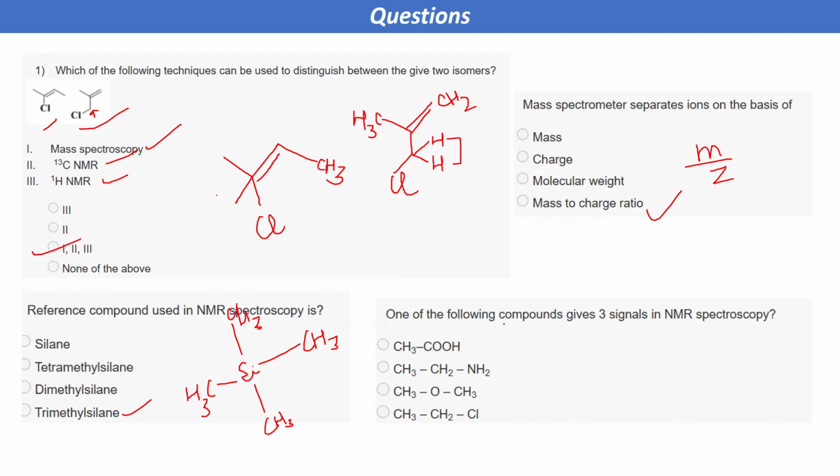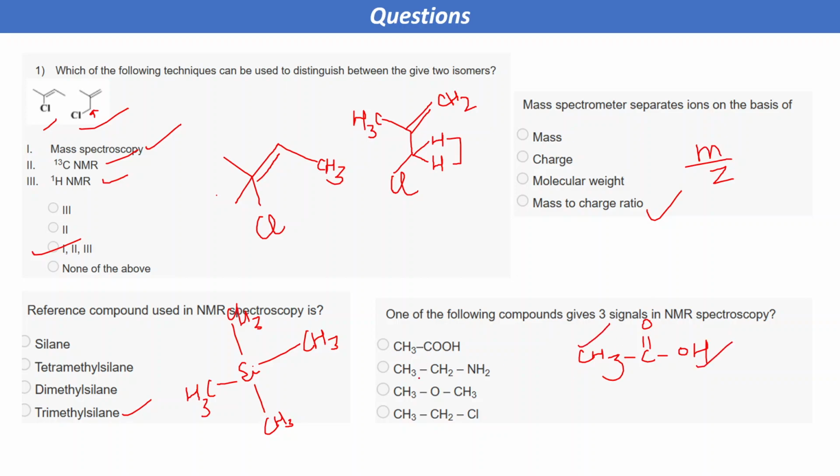Now the next question. Which of the following compounds gives three signals in NMR? CH3COOH, CH3CH2NH2, CH3OCH3, CH3CH2Cl. Second option. If we look at acetic acid first, CH3COOH, how many signals will be observed here? 2. Correct. One for the OH and another for the methyl.